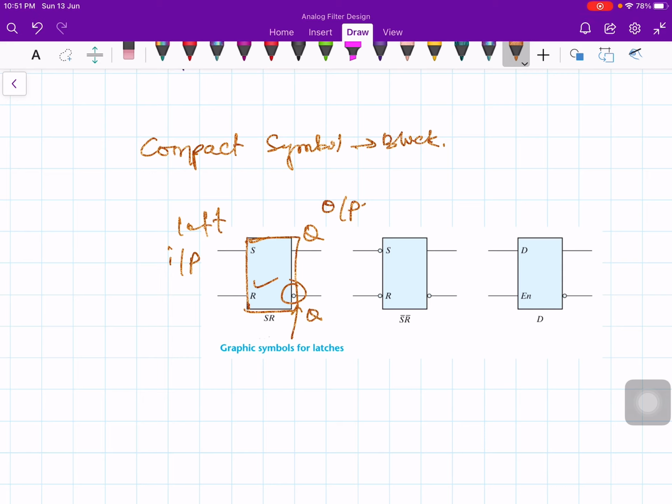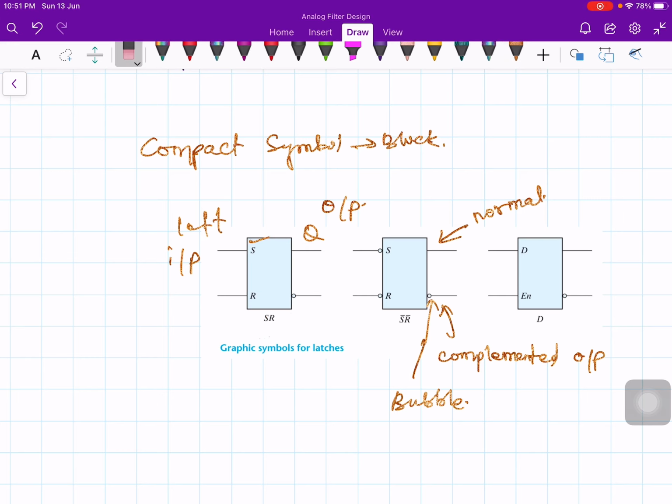And one output designates normal. This is the normal output, and this one is the complemented output. Okay, the bubble designates the complemented output. That bubble indicates complement. So this is the SR latch, and this is the S bar R bar latch.